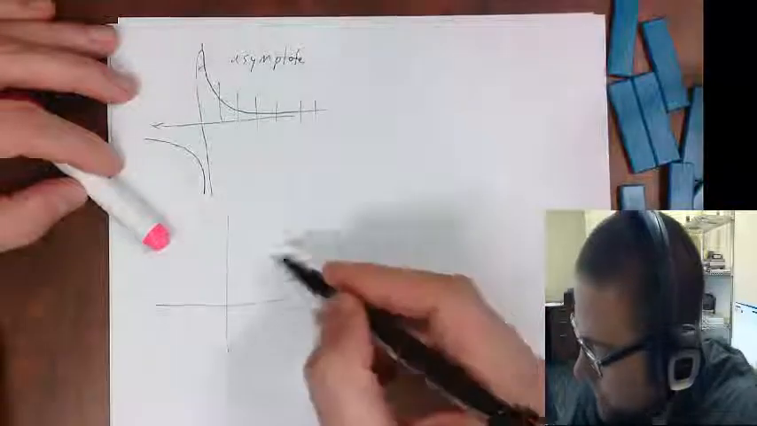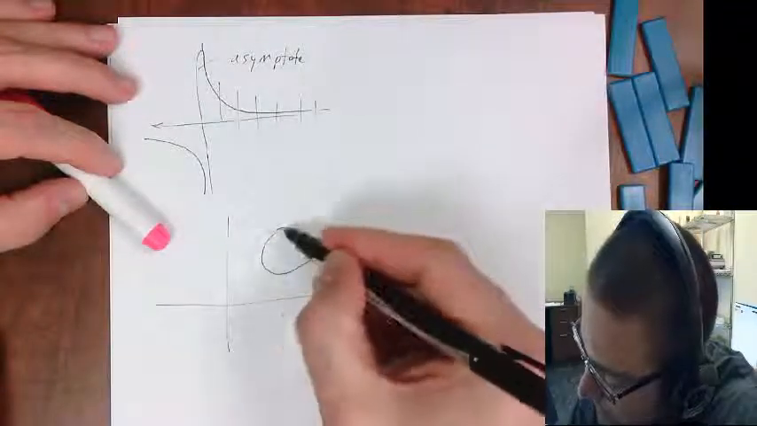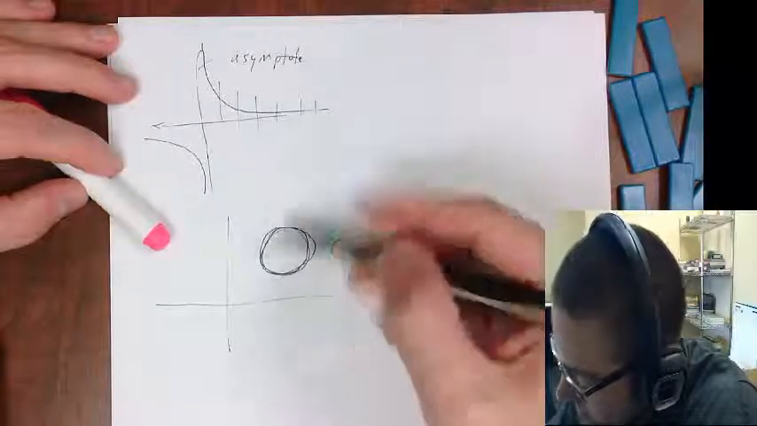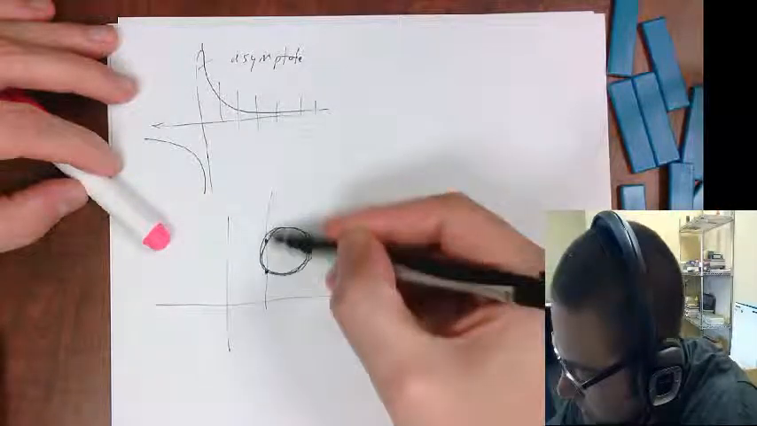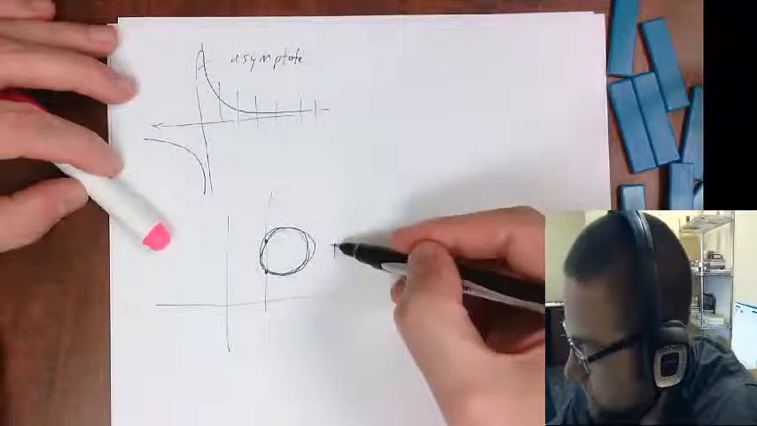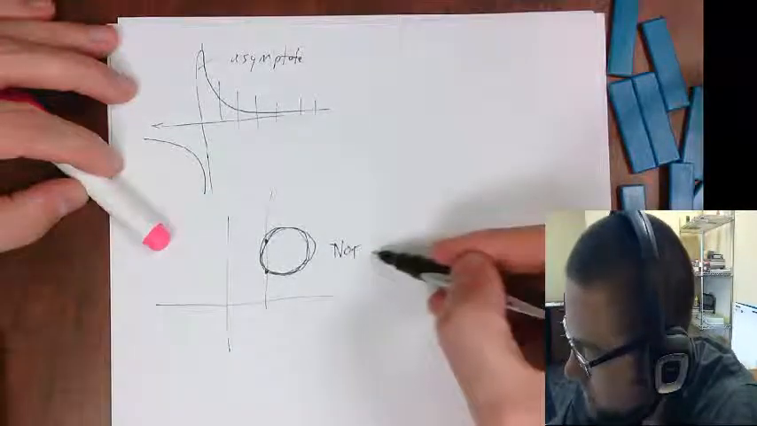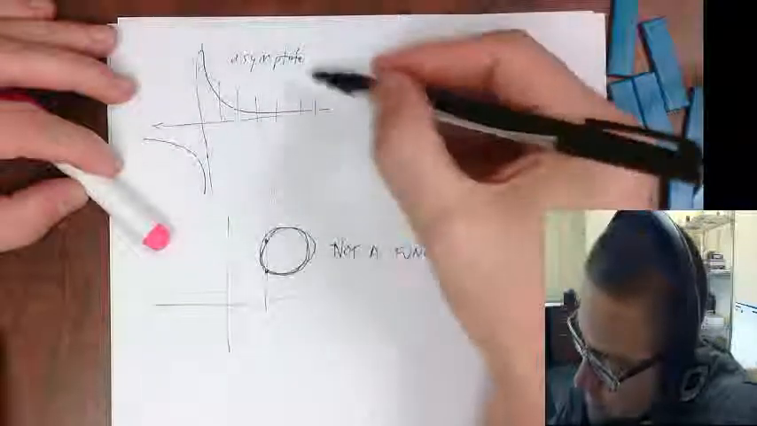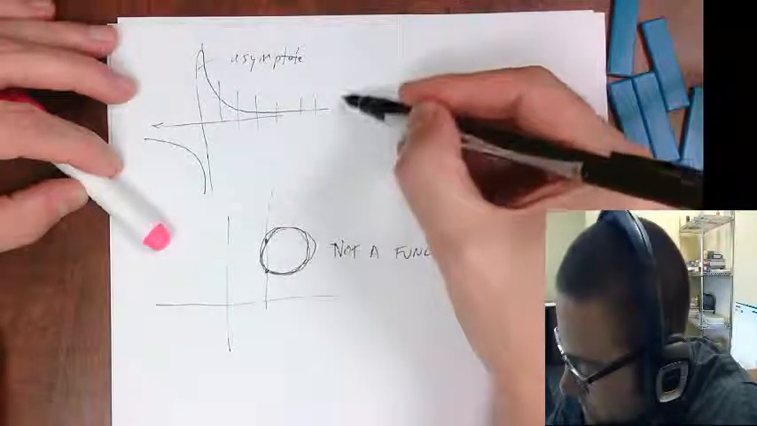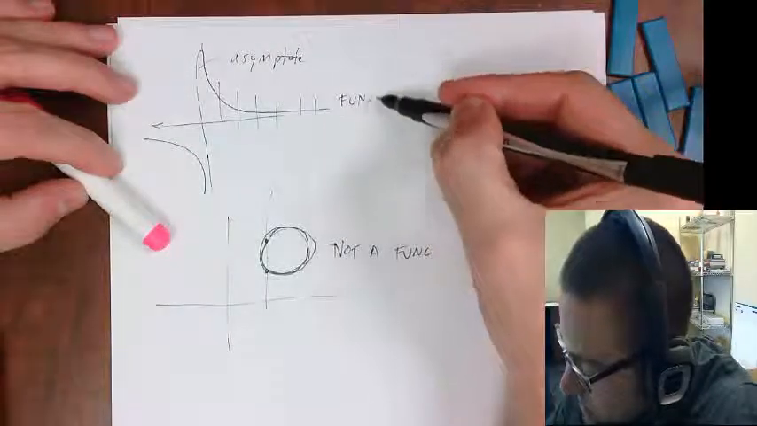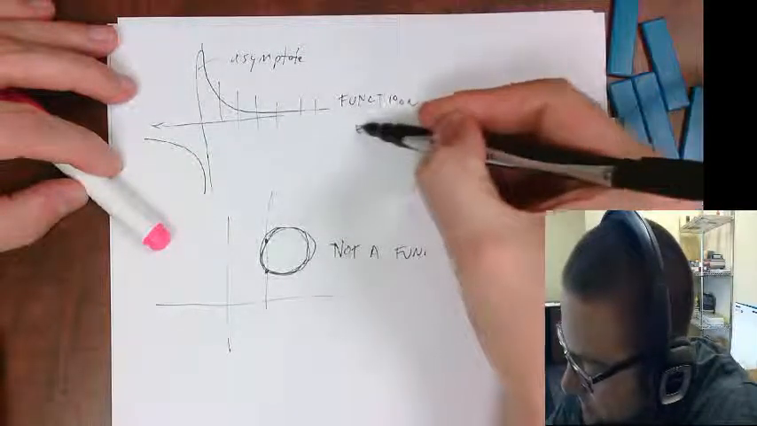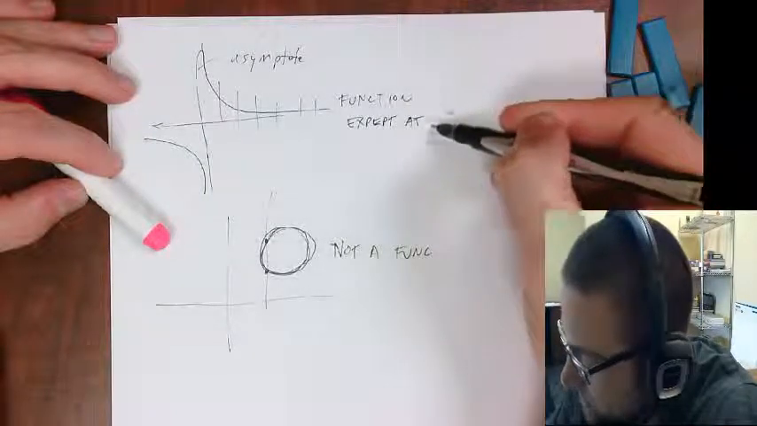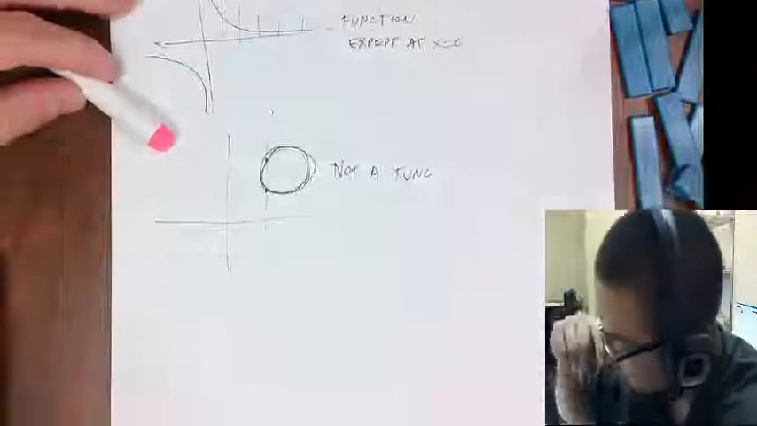You could have maybe a circle in the plane, right? Is this a function or is it not a function? Well, if you can pass a vertical line and it hits more than 1 point, and here it hits 2, then this is not a function. So not a function. Actually, this one I want to say function except at x equals 0, right?